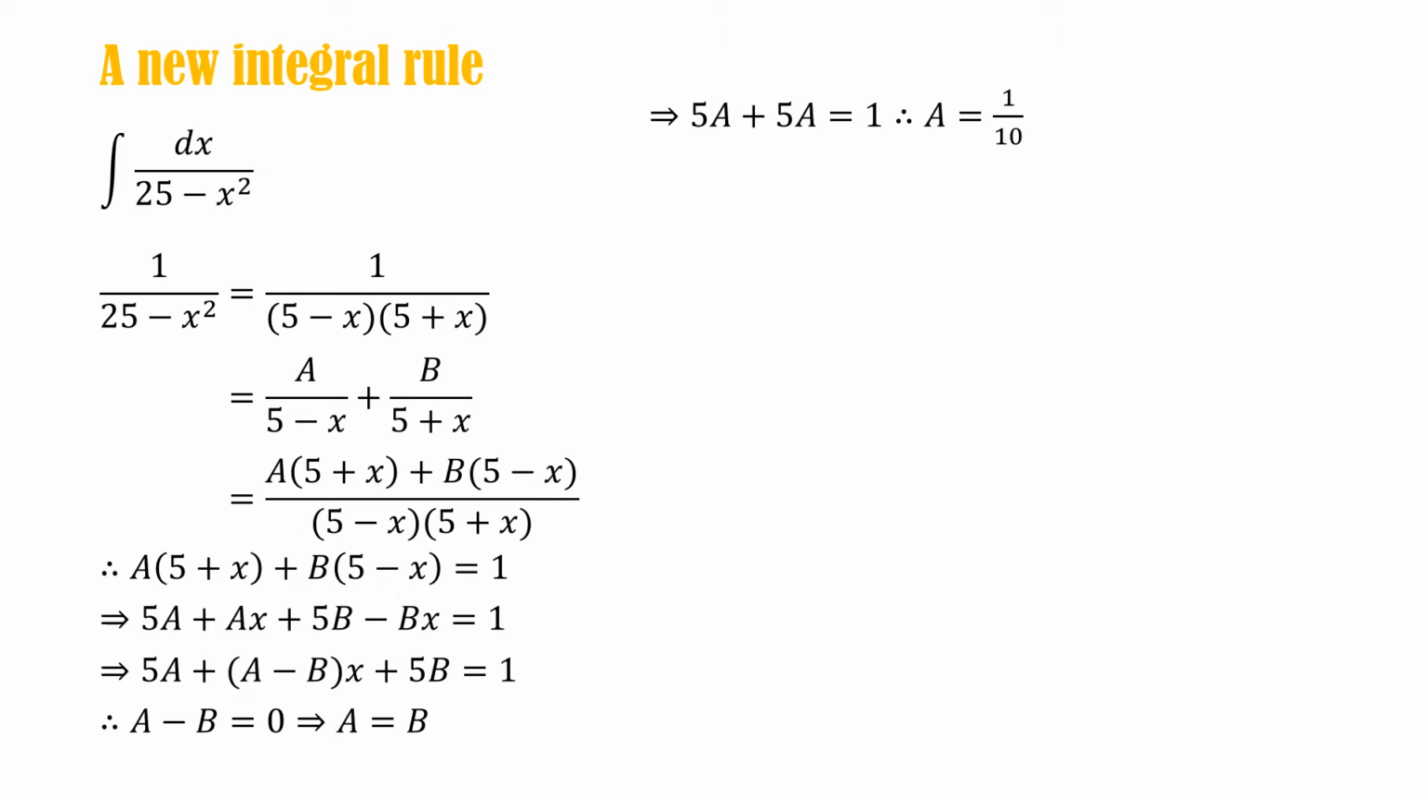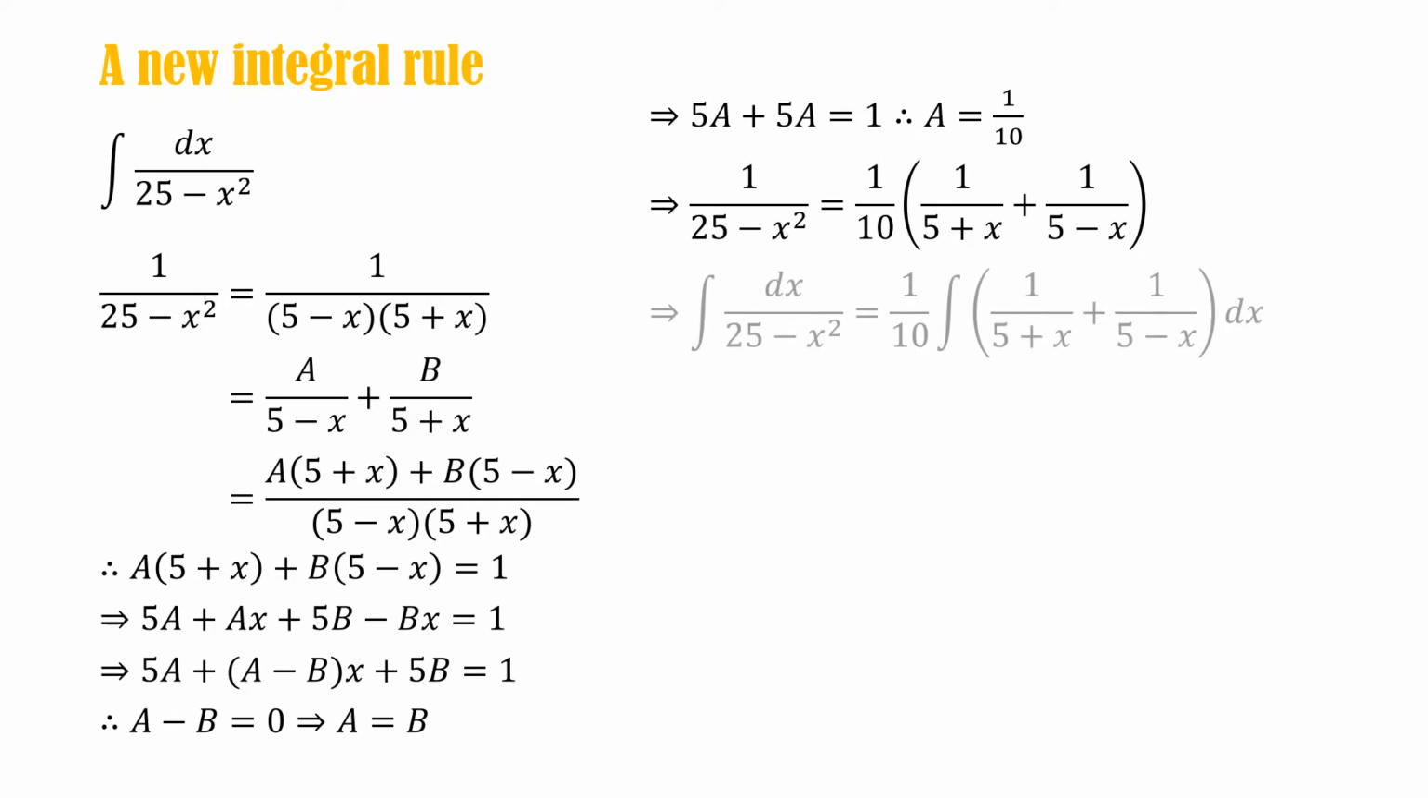So now we can go back and write in our values of a and b. But rather than write 1/10 over 5 minus x plus 1/10 over 5 plus x, I'm going to pull that 1/10 out the front. So what we've got is that my 1 over 25 minus x squared is the same as 1/10 of (1 over 5 plus x plus 1 over 5 minus x). So since I can equate those two fractions, I can now say that my integral of dx over 25 minus x squared is the same as the integral of 1/10 of (1 over 5 plus x plus 1 over 5 minus x) dx. Of course, I can pull that 1/10 out the front of my integral sign.